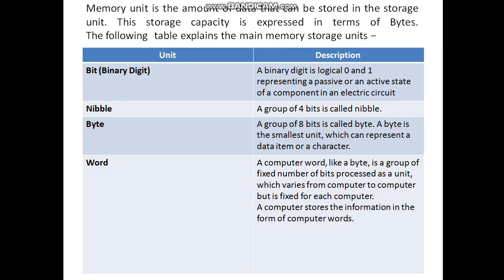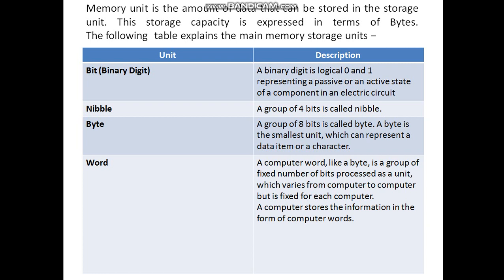Memory unit is the amount of data that can be stored in the storage unit. This storage capacity is expressed in terms of bytes. The following table explains the main memory storage units. First is a bit, which is known as a binary digit. A binary digit is a logical 0 or 1 representing a passive or an active state of a component in an electrical circuit. So basically a bit represents a 0 or 1.